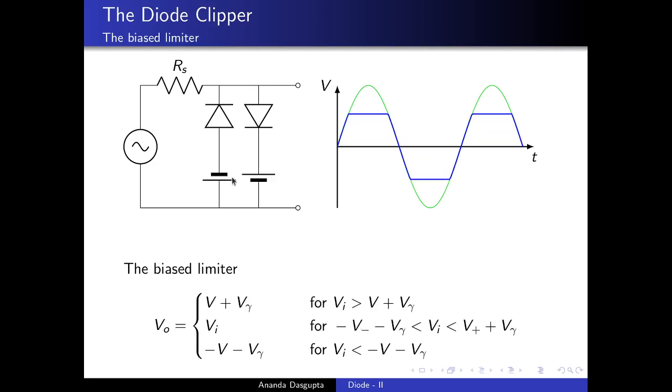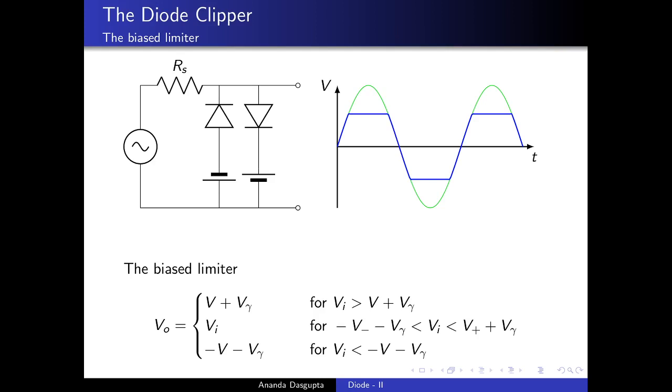Well, you can change that by adding some biasing batteries. It's pretty easy to figure out. Just by adding proper biasing batteries. Here I've just taken two equal size batteries, but you could actually do it with even unequal size batteries. But the basic idea is you could clip off both the positive side and the negative side and just limit the output to a section of the input, not the whole input. This is why this is called the limiter.